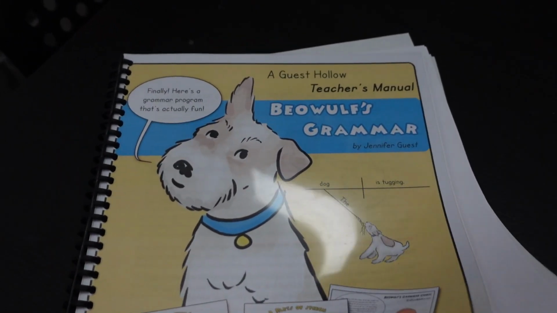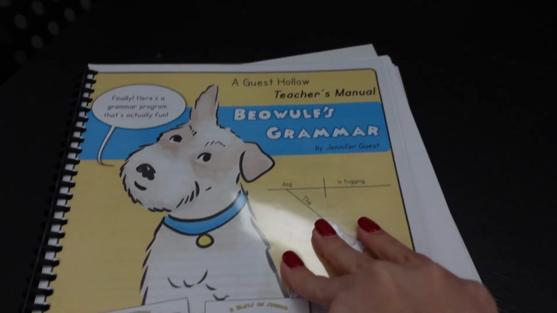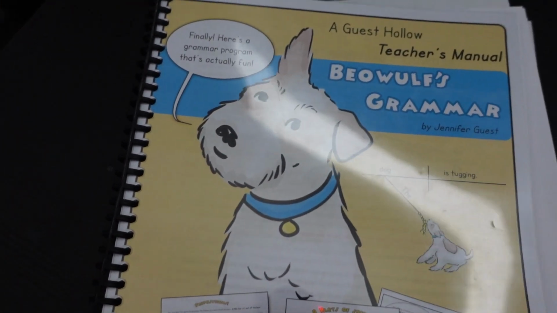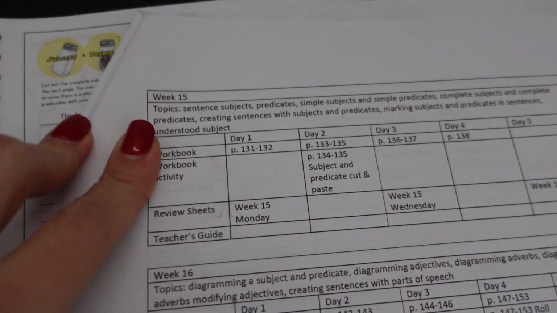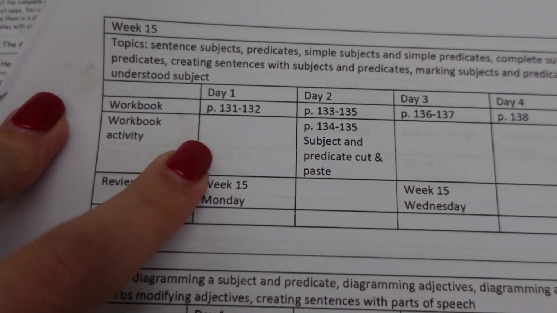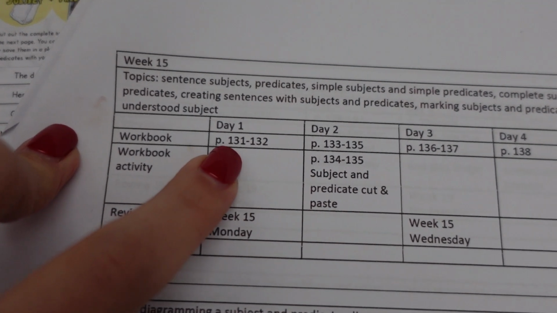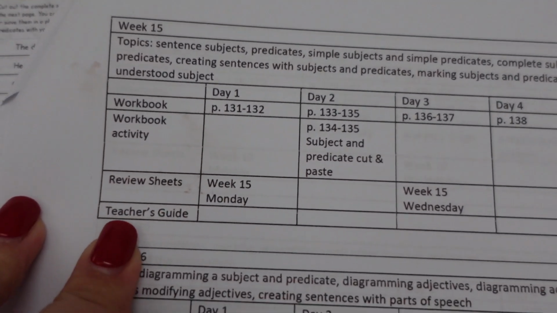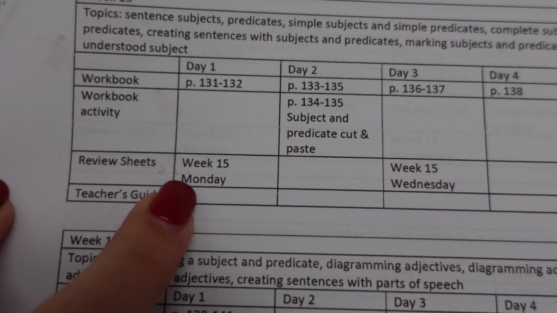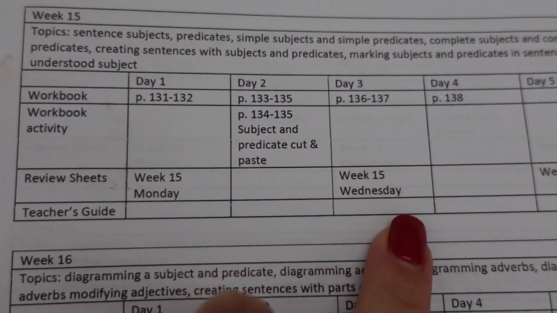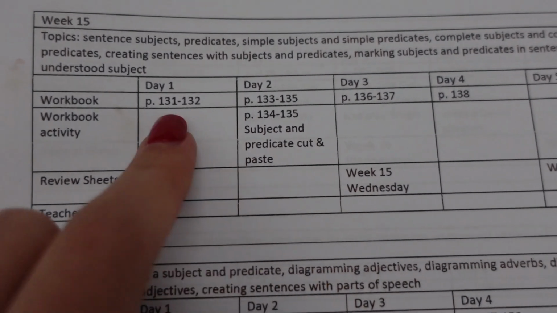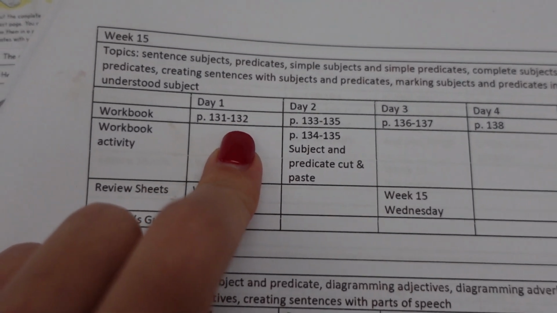All right, so it is Thursday, the last day of our school week, and we are doing our last day of Beowulf Grammar for the week. We finished week 14 yesterday, so we are moving on to week 15, and we're going to complete day 1. The student workbook pages are 131 through 132. We are not going to do the review today. We'll probably do that next week during our school week.